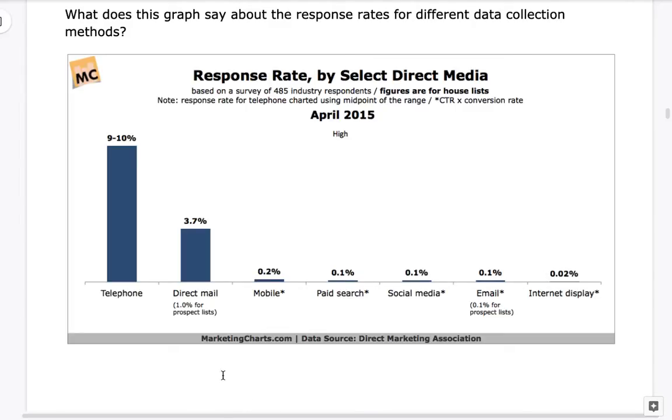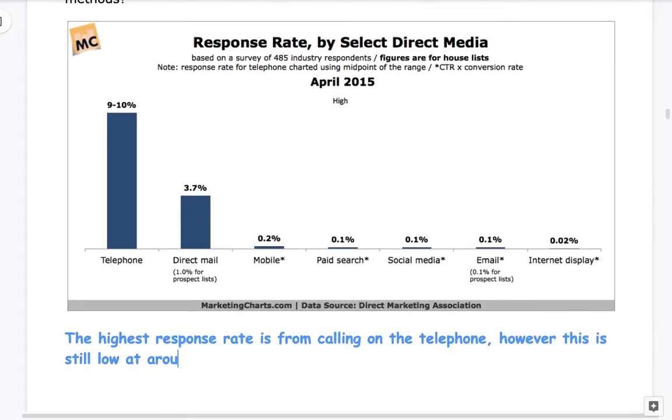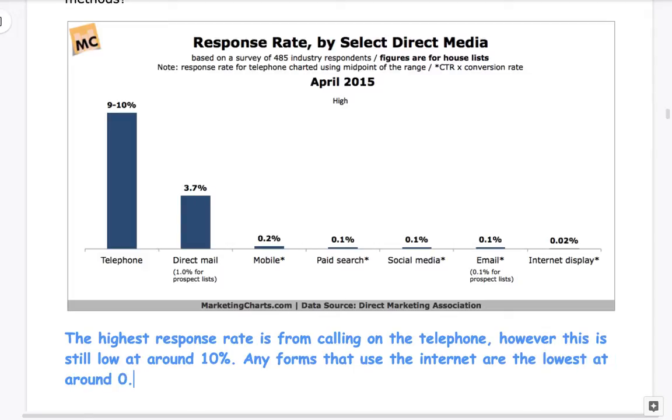Okay, so what does the graph say about this? The highest response rate is from calling on the telephone. However, this is still low at around 10%. Any forms that use the internet are the lowest at around 0.1%.